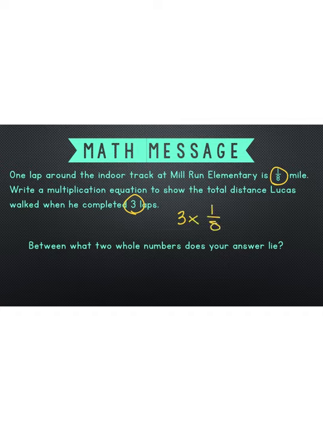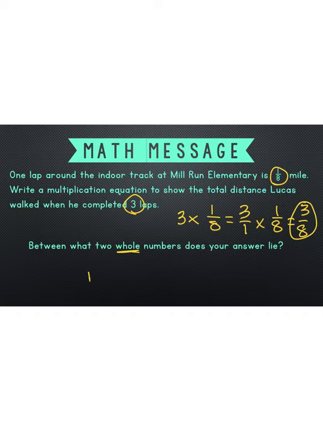Go ahead and press pause and write down the answer to this multiplication equation, and when you come back, we will talk about your answer. All right, so we put 3 over 1 times 1 over 8. 3 times 1 is 3. 1 times 8 is 8. So our answer is 3/8 of a mile, but it says between what two whole numbers does your answer lie?